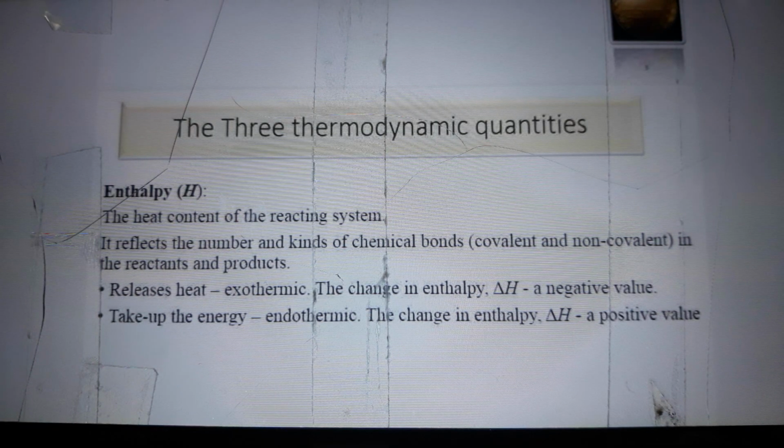The three thermodynamic quantities. Enthalpy, H: the heat content of the reacting system. It reflects the number and kinds of chemical bonds, covalent and non-covalent, in the reactants and products. When a reaction releases heat, it is exothermic, and the change in enthalpy, delta H, is a negative value. When it takes up energy, it is endothermic, and the change in enthalpy, delta H, is a positive value.